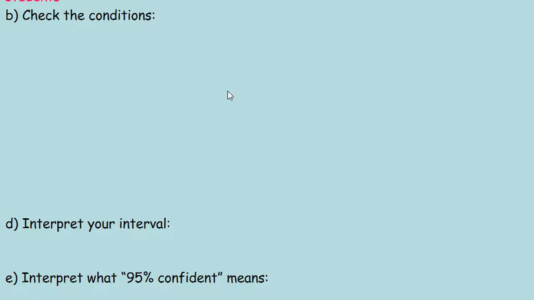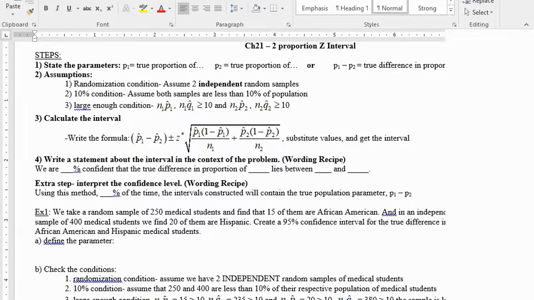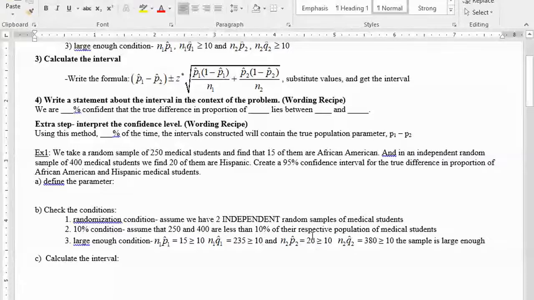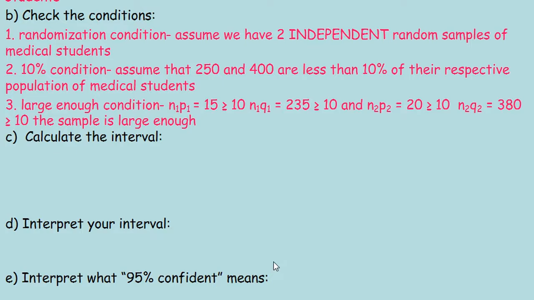The next step is to check your conditions. If you printed out the document, I already typed them up for you so you don't have to write so much, but this is what you would be typing up if it was a free response question. So the conditions are the randomization, the 10%, and the large enough. So I guess I'll just read them to you.